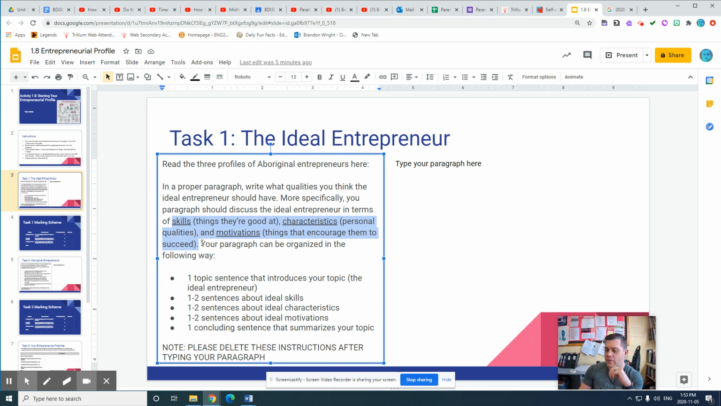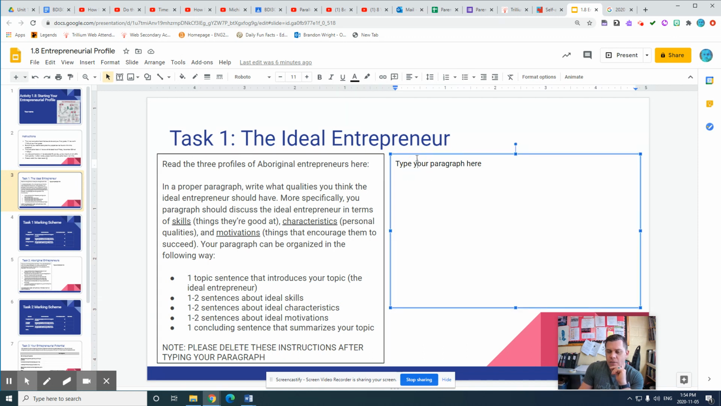You can organize your paragraph however you want, but here's one way you could follow. A topic sentence to introduce your topic, 1 or 2 sentences about the skills, characteristics, and motivations each, and then a concluding sentence that summarizes your topic. By now, everyone should know how to write a paragraph. I teach paragraph writing in grade 9. It's learned in elementary school as well. But if you are rusty at it or have forgotten, just follow us and you'll have no problem getting great marks.